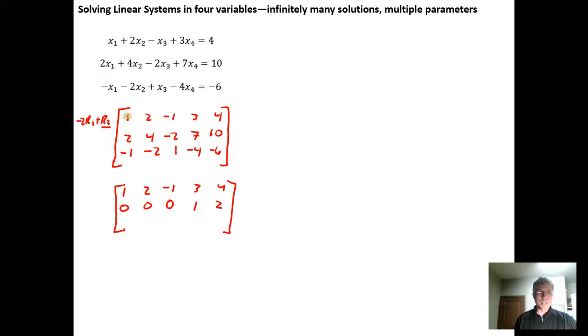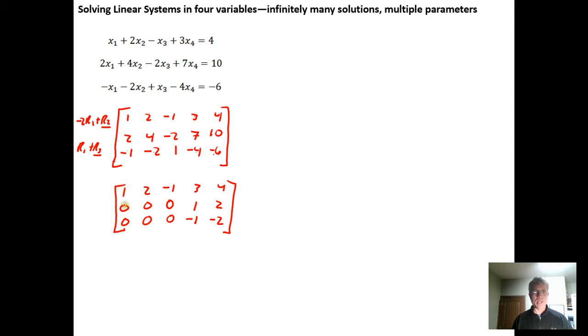So it looks like we just need to add row 1 to row 3. Go row 1 plus row 3, replacing row 3 with the result. So we get 1 plus negative 1 is 0. 2 plus negative 2 is 0. Negative 1 plus 1 is 0. 3 plus negative 4 is negative 1. And 4 plus negative 6 is negative 2. So we zeroed out our first column, everything except the leading 1.